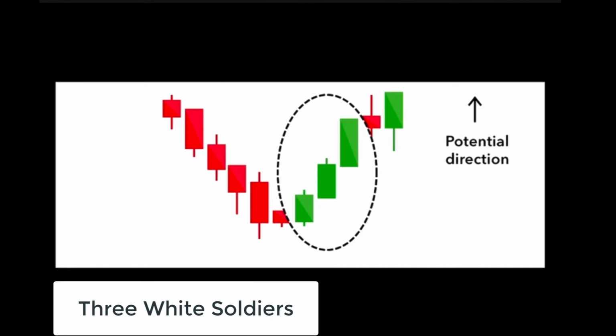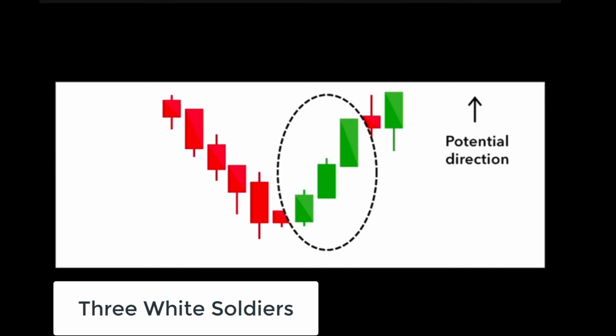Now, the last bullish candlestick pattern we're going to look at is called the 3 white soldiers. It's called the 3 white soldiers because generally on candlestick charts, you're looking at green or white. So in this case, the candlesticks are green, but they could also be white.